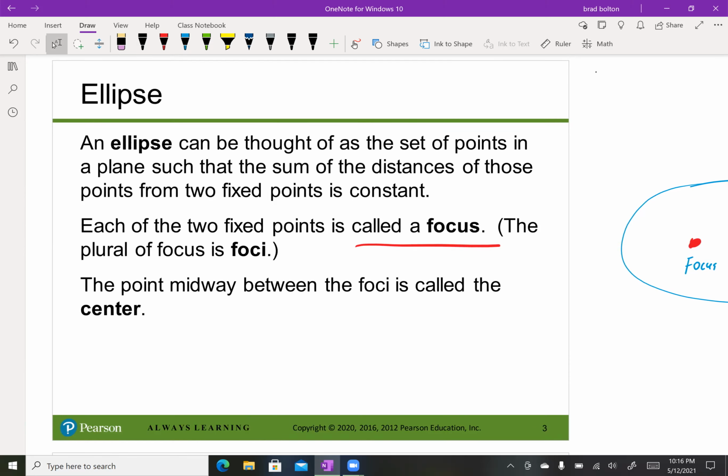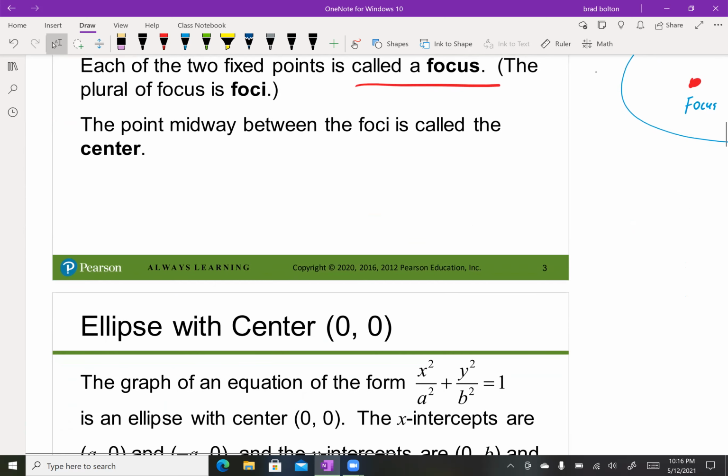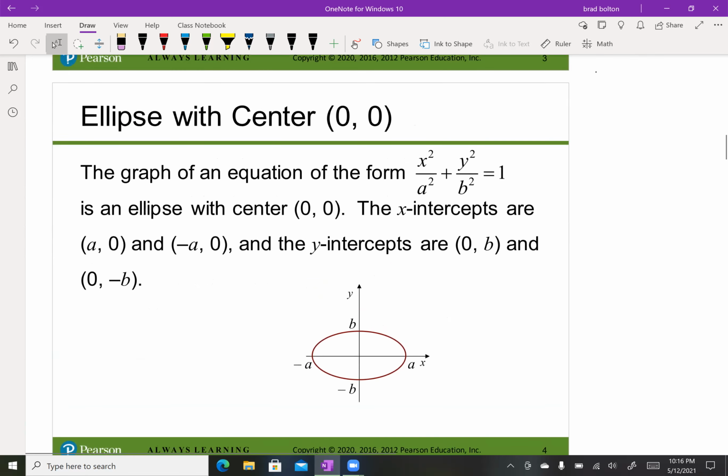And again, we're going to do the basics of an ellipse and the basics of a hyperbola. So we have an ellipse that is centered at 0, 0. This would be the most basic ellipse, where you have x squared over a squared plus y squared over b squared equals 1. So the key with an ellipse is you want it equal to 1.